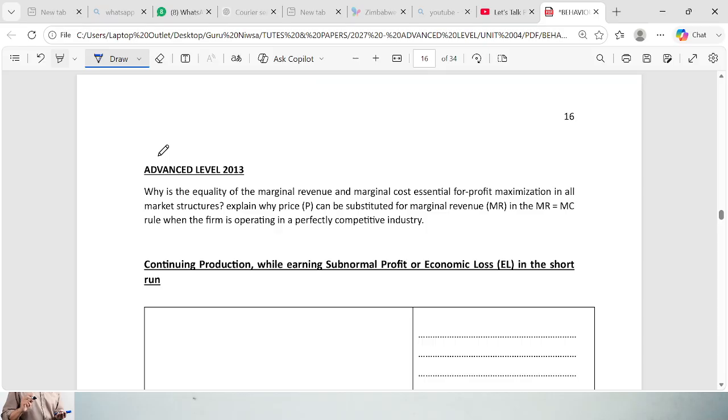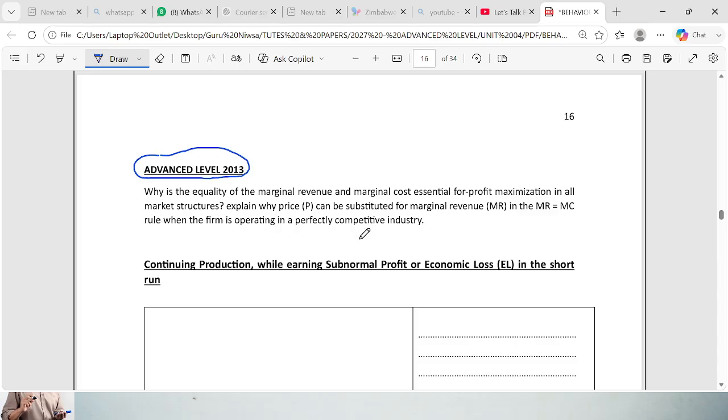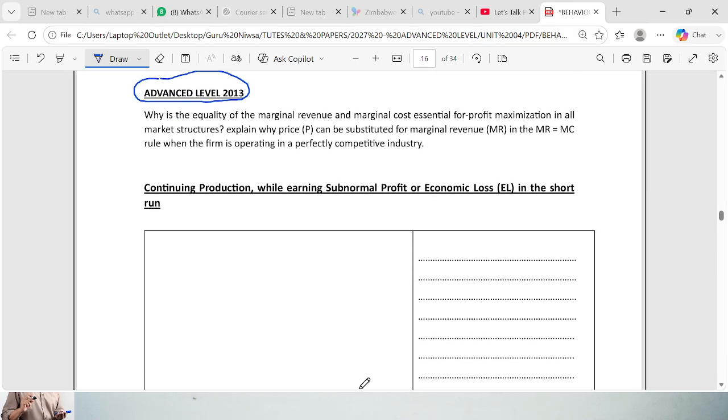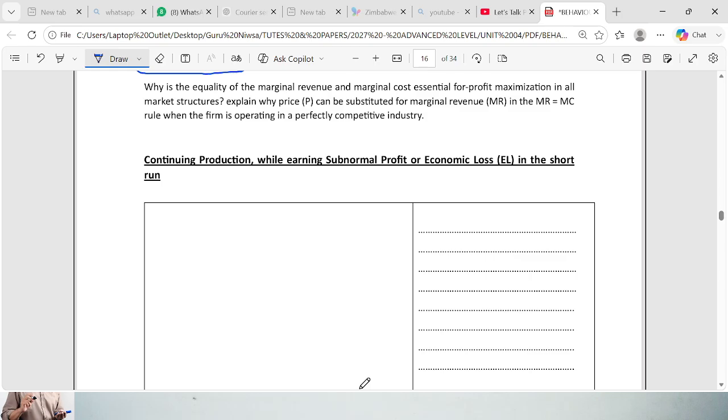2013. Here, no calculation. This is a theory question: continuing production while earning subnormal profit or economic losses in the short run. Very simple. Even though the firm earns economic losses, if the price of the product is more than the average variable cost of the production, the firm should continue its operation. Okay. Shall we draw this graph?